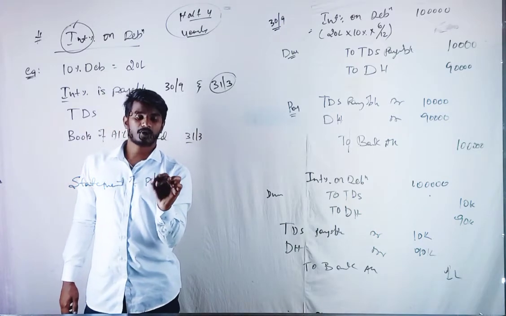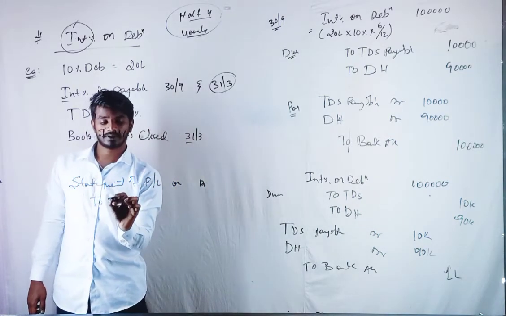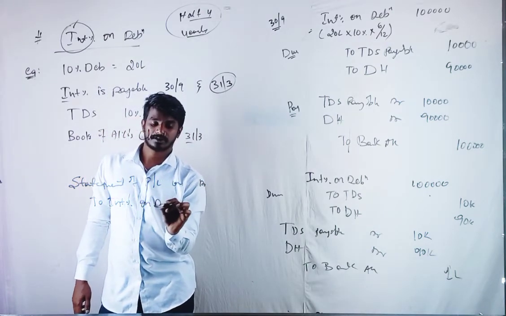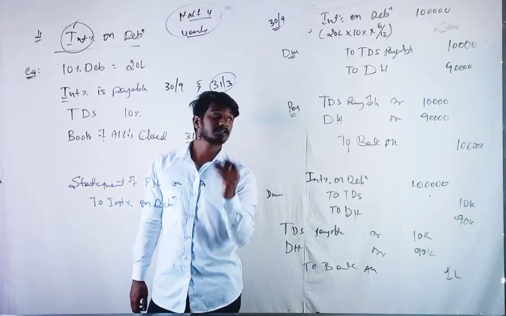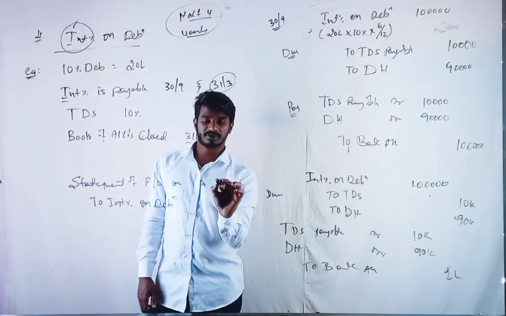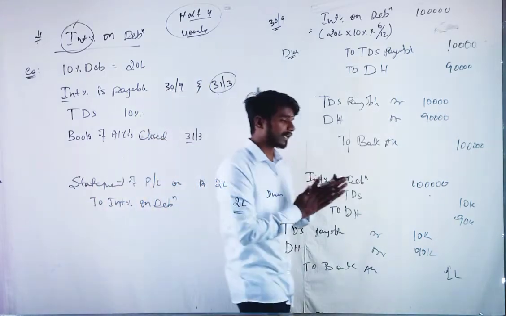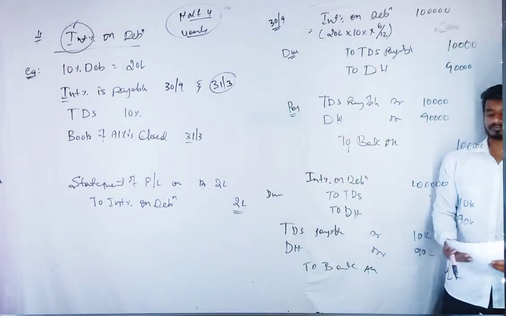Statement of profit and loss account, debit to interest on debenture, how much? Total interest 2 lakh rupees, right? 2 lakh. Yes, this example is completed. You can take it down.